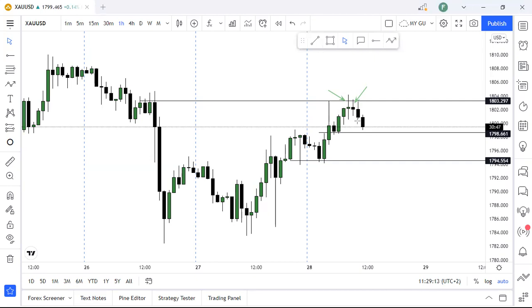All right, as you can see, it didn't touch anywhere below, it didn't touch anywhere above. It stayed in between our previous candle. That tells us that it's a valid inside bar. That's one. Two, it's at a resistance, right? So those are the best two confirmations.